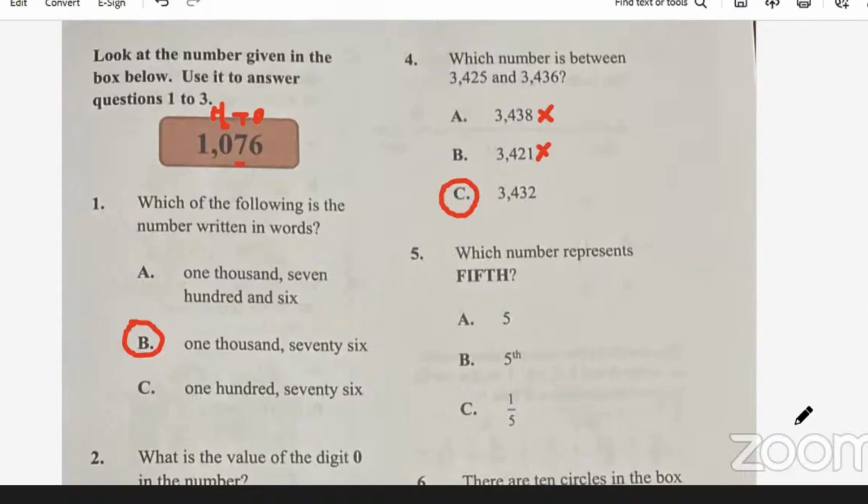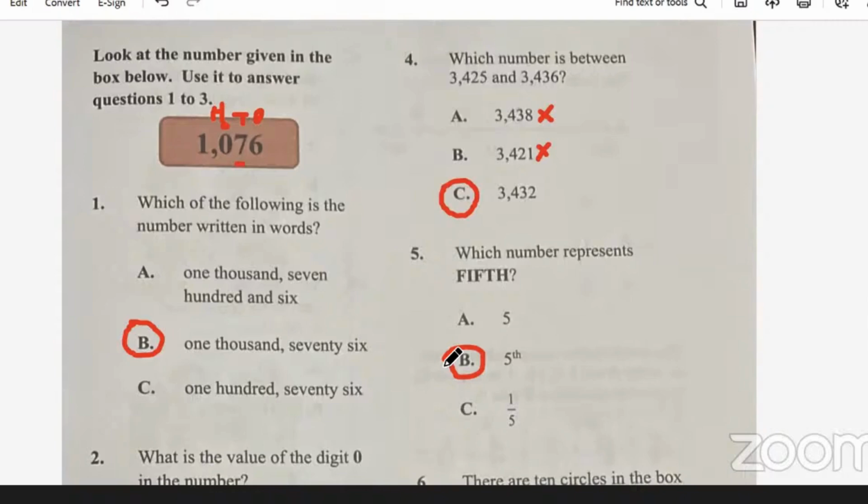Question 5, which number represents fifth? You have to be careful with this question because just putting an article in would have changed the meaning of this question. So it says, which number represents fifth? Like fifth meaning position. And so the answer would be B. It could not have been C. C represents a fifth, or 1/5. That's different from saying fifth, as in the position.